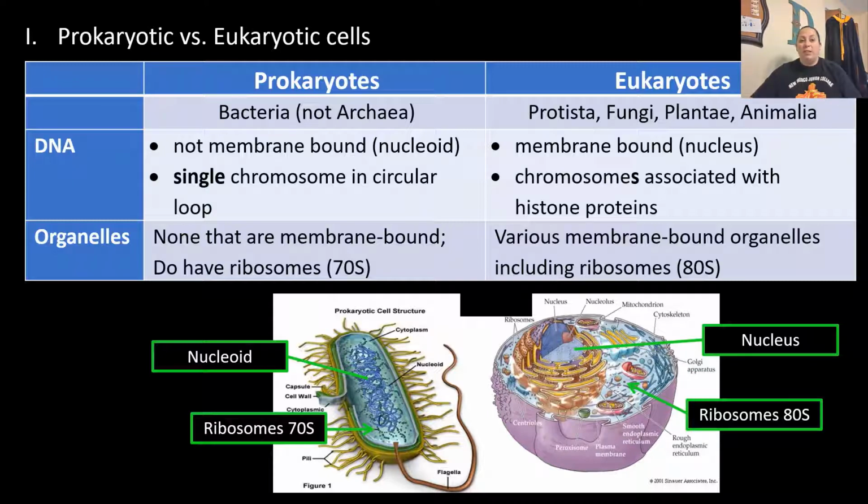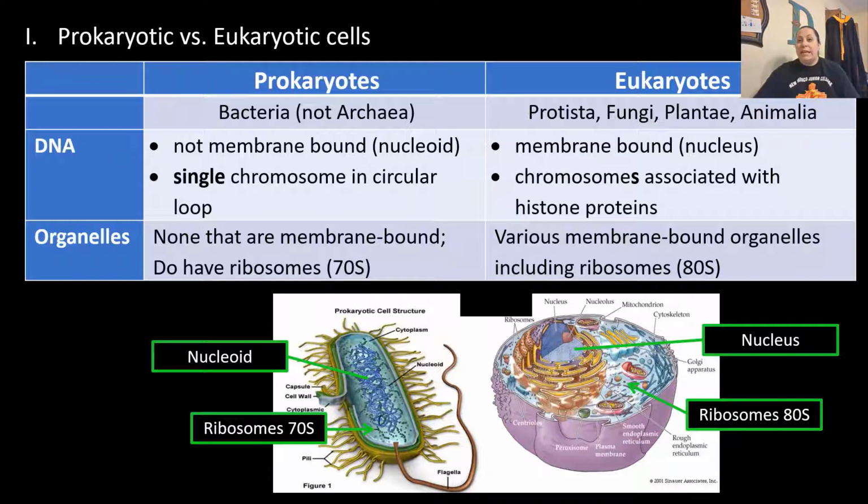When we look at bacteria, their DNA is not found in a membrane-bound structure. It's going to be found in a general area called the nucleoid. We also see that their DNA is going to be in a single circular loop. So they only have one chromosome and it's going to be in a circular loop. Now in the picture it may not appear to be one single loop, but it's going to be wound up in that area of the nucleoid.